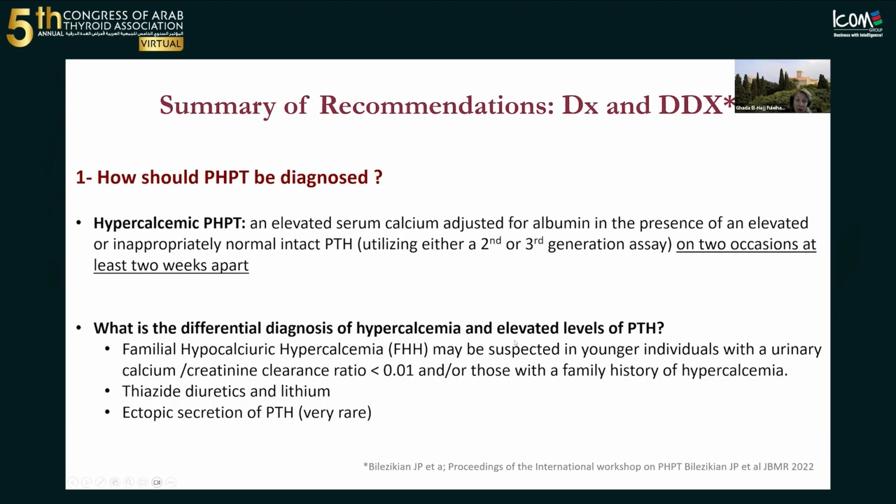What is the differential diagnosis of hypercalcemia and high PTH level? Well, right after that is another benign inherited condition, autosomal dominant FHH. You should suspect that in a younger individual, when the calcium over creatinine clearance ratio, as I'll show you, is low, and certainly when there is a family history because it's autosomal dominant. You can also see patients who are hypercalcemic on thiazides, diuretics, and lithium. And if they've been on it for chronic enough time, they may actually have hyperplasias or adenomas in their parathyroid. And of course, very rarely some tumors secrete PTH. These are extremely, extremely rare, but that could be possible.